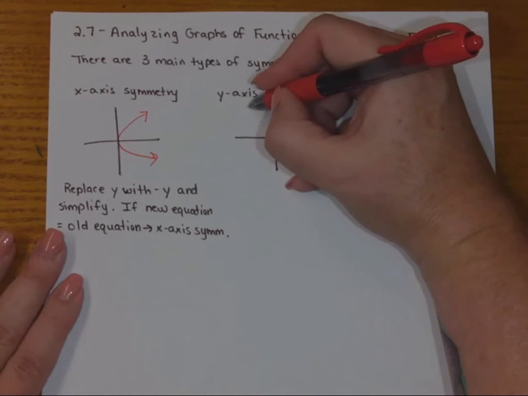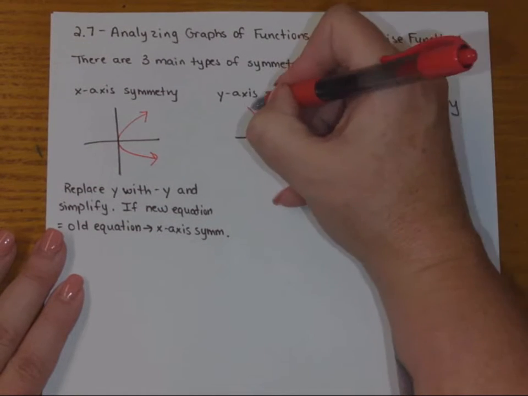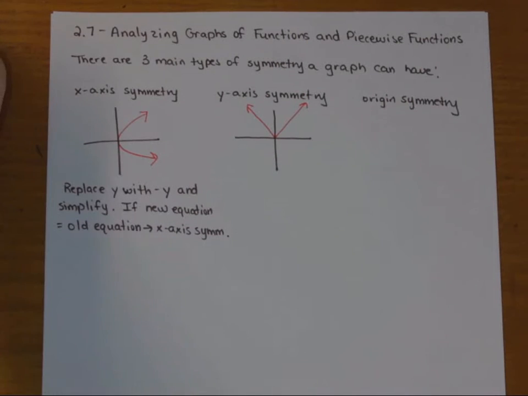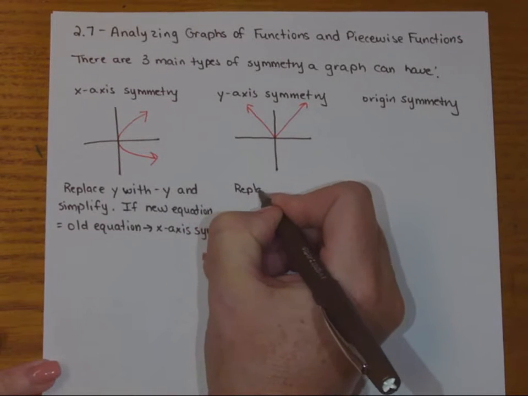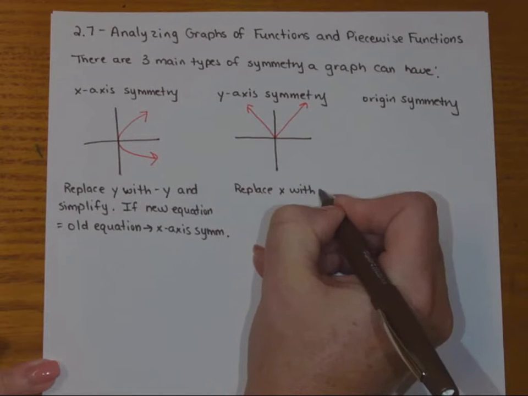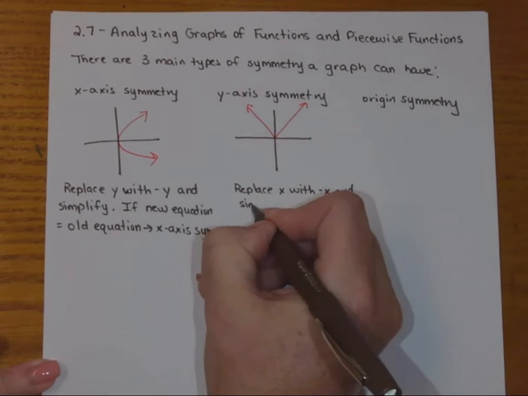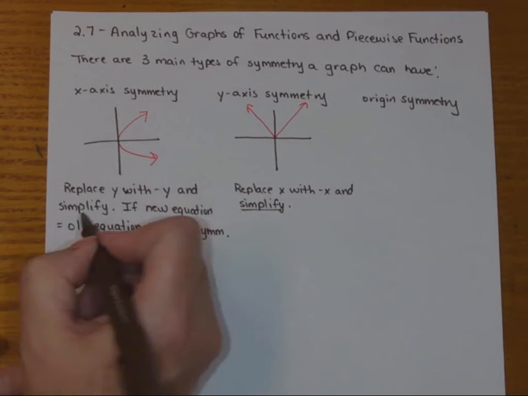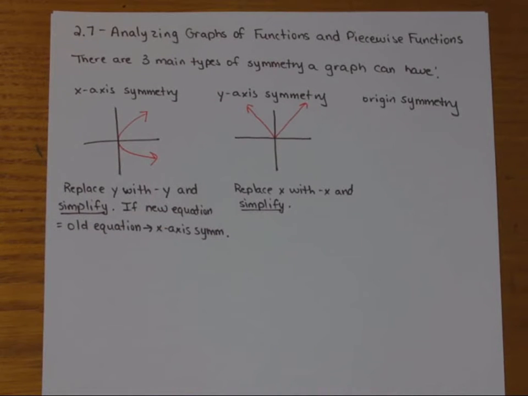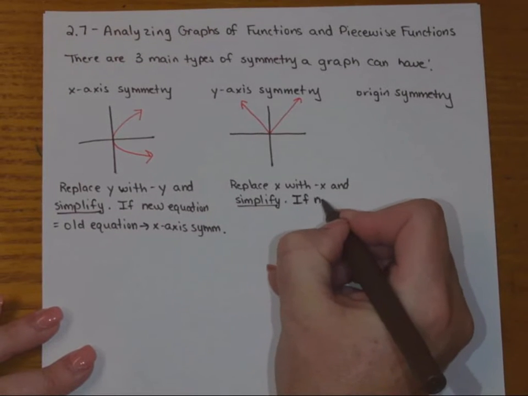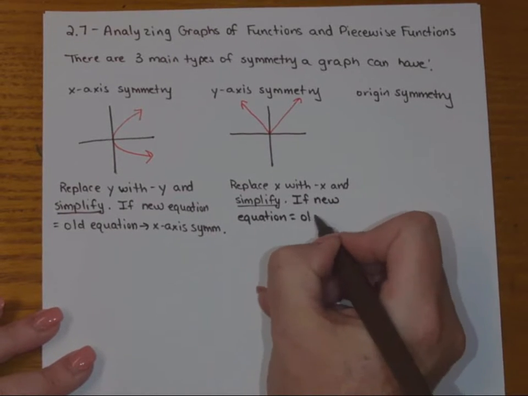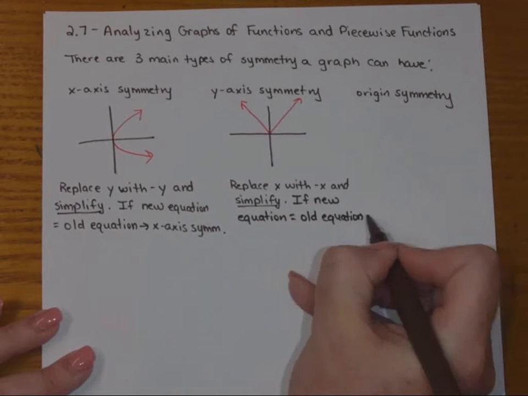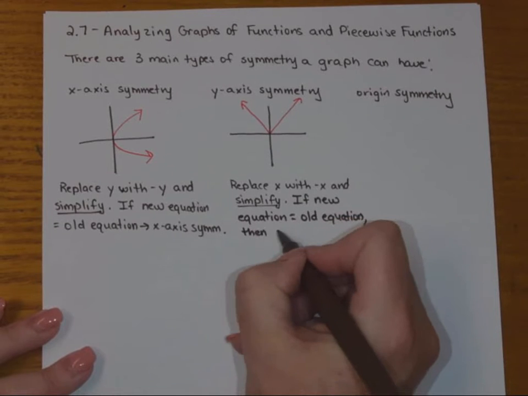So y-axis symmetry, not surprisingly, the y-axis cuts it in half. Remember, this is one of our common functions that I handed out in a handout. It's the absolute value graph. But here's how you're going to know that a graph would have this type of symmetry. You're going to replace x with negative x, and again, you're going to simplify. By the way, I'm going to underline this term simplify. It's one of the most important pieces of the puzzle here. You have to simplify in order to compare. And then if the new equation equals the old equation, then you have y-axis symmetry.